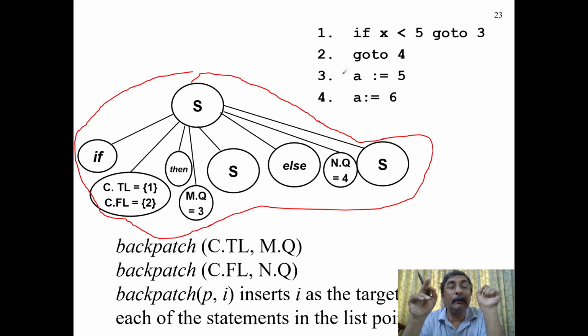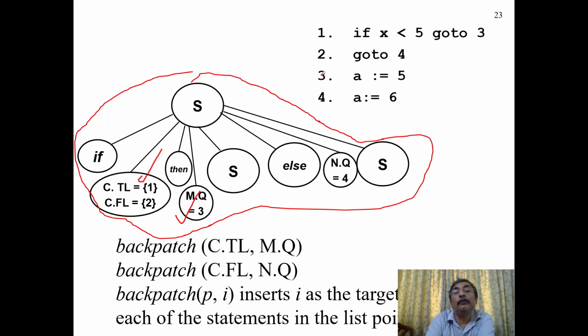In line number 1, I have an incomplete go-to whose target is to be filled up by the place where the control should jump once the condition is true. So where is that? That is here, M.Q. So fill up your C.tl by M.Q and fill up your C.fl by N.Q.